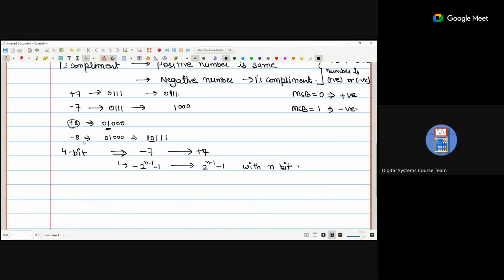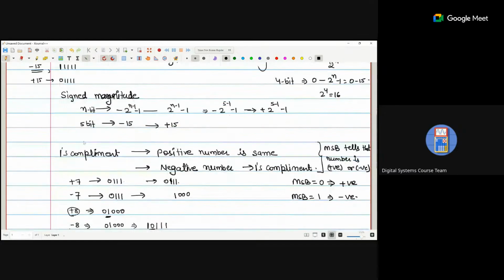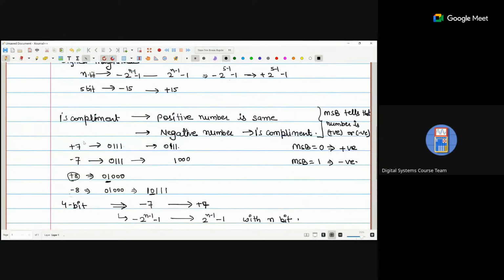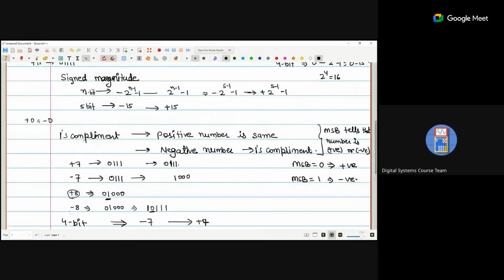Now the problem with the signed magnitude and the ones complement. We know that I can write a plus 0 and I can write a minus 0, both are the same, because for 0, plus and minus don't matter.